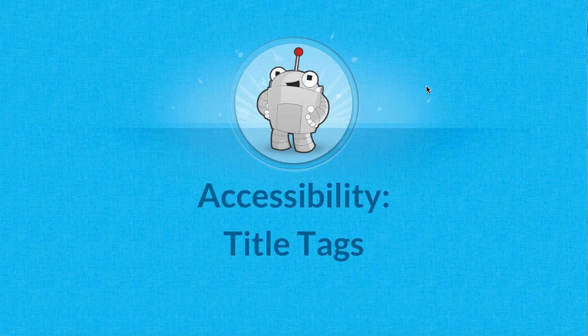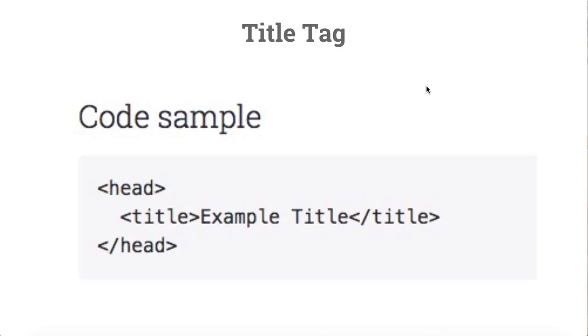In this lesson, we'll be discussing accessibility, specifically the title tags. Now, a title tag is an HTML element that specifies the title of a web page. Titles are displayed on the search engine results page as the clickable headline for a given result and are very important for user experience, for ranking, click-through, and even social sharing.